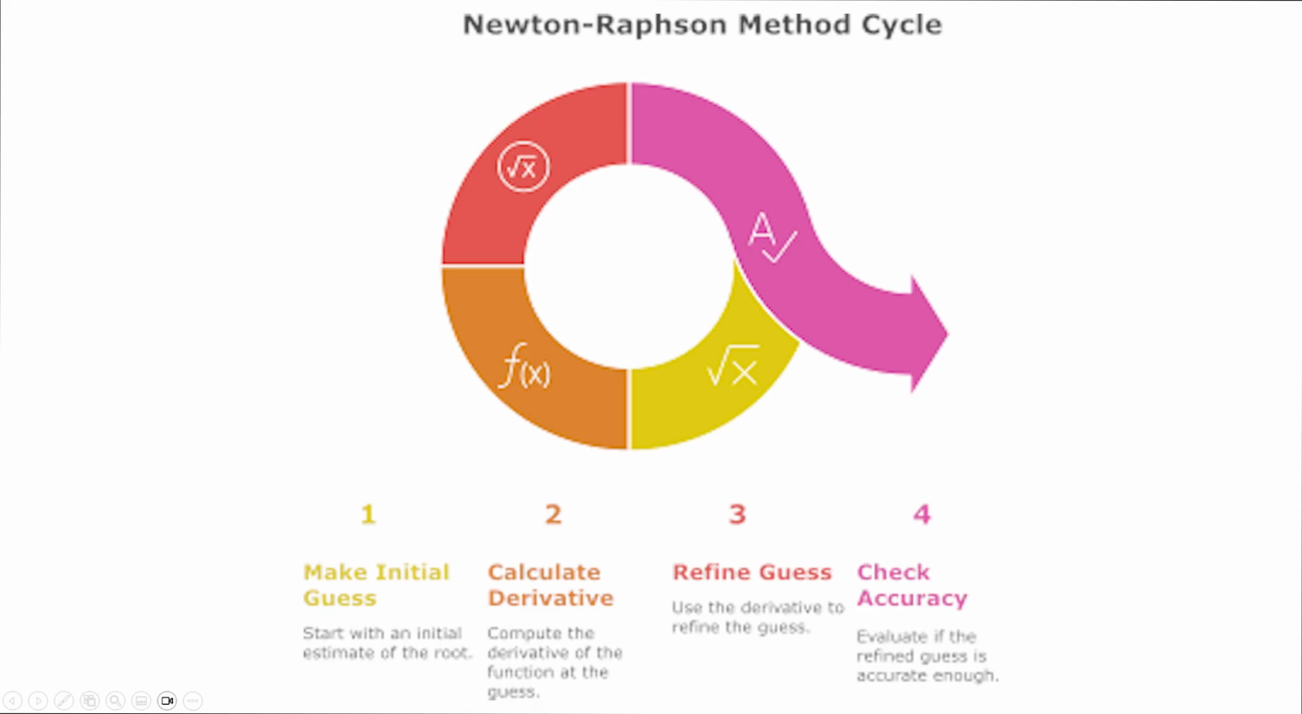In this video, we'll be learning about the Newton-Raphson method. In this method, we make an initial guess and use the derivative information at that point to refine our guess until we reach a converged value. Let us first refresh our basics.